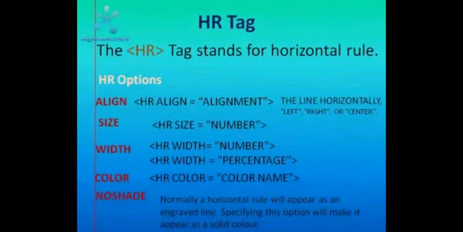Now we will start with empty tags. Till now we have learnt about the container tags. Now the empty tag is HR tag, that is horizontal line tag. This tag produces a horizontal line with the width of the browser window, and these are the options for horizontal line tag, like align, size, width, color, etc.